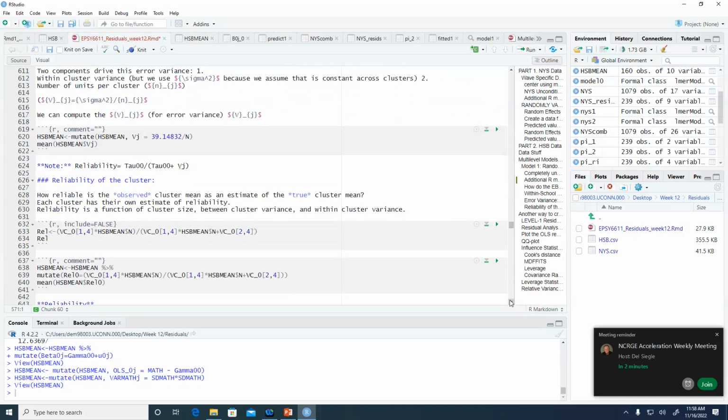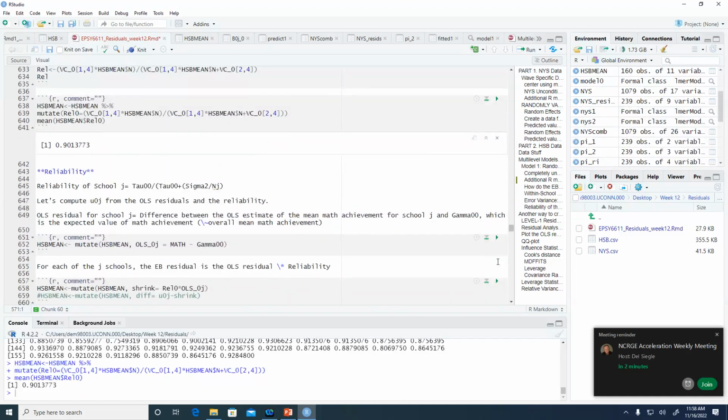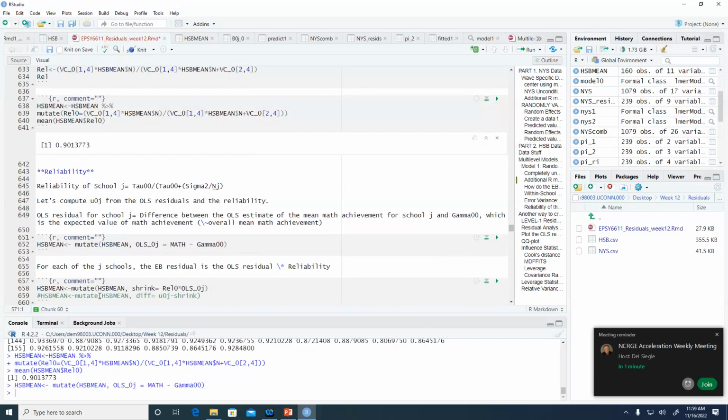I can compute the reliability for each cluster. I can just use that formula up there to compute the reliability for each cluster. And there they are. You can see different clusters have different reliabilities. I'm now going to attach that to my data file. So I've attached the reliabilities to my data file, and I'm going to create a variable I'm going to call shrink.